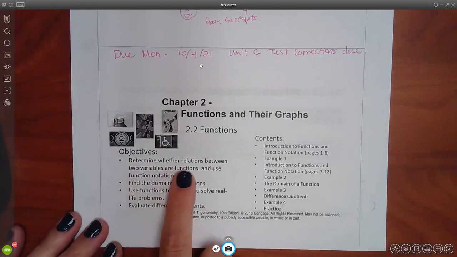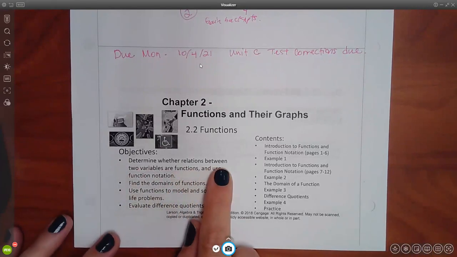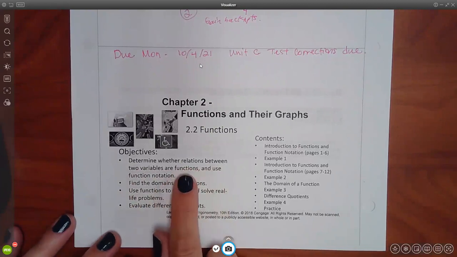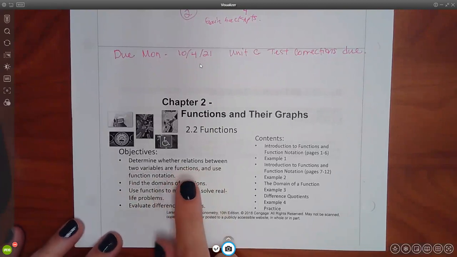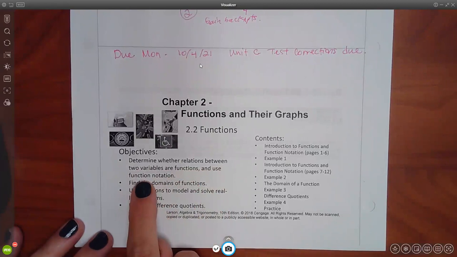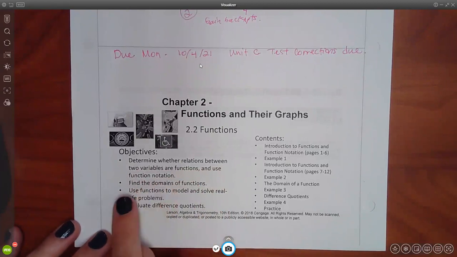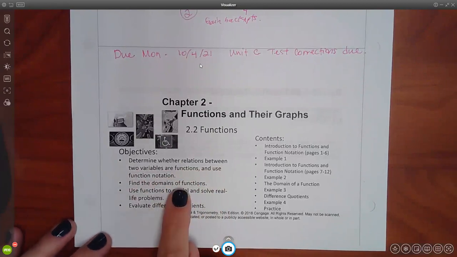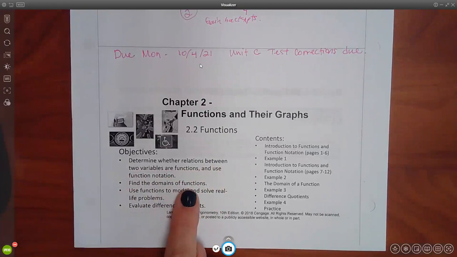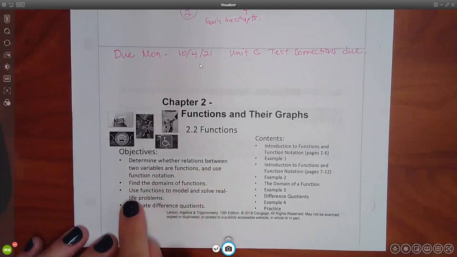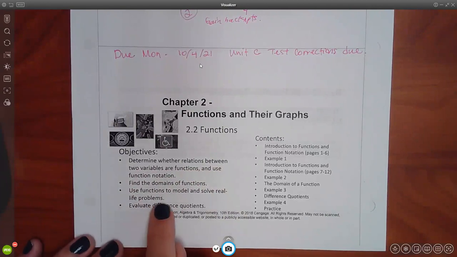So we basically will figure out what makes a relationship an actual function, right? And then how do you use this function notation, okay? Another thing we'll talk about is the domains and possibly even the ranges of functions. And we will explain what domains and range are. Use functions to model and solve real life problems. And then of course, evaluate difference quotients.